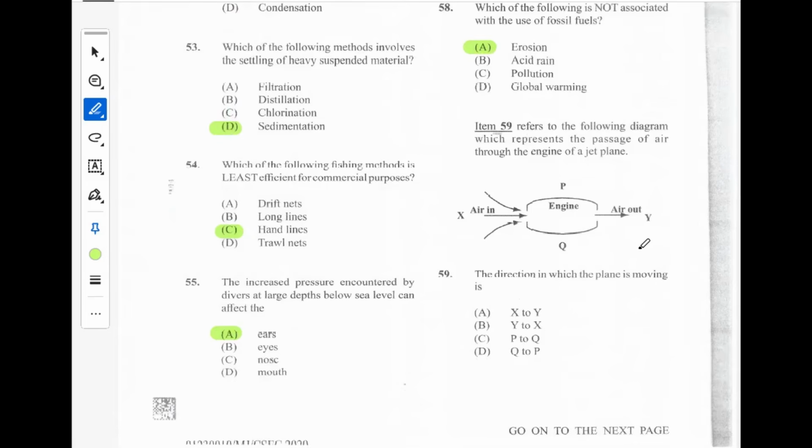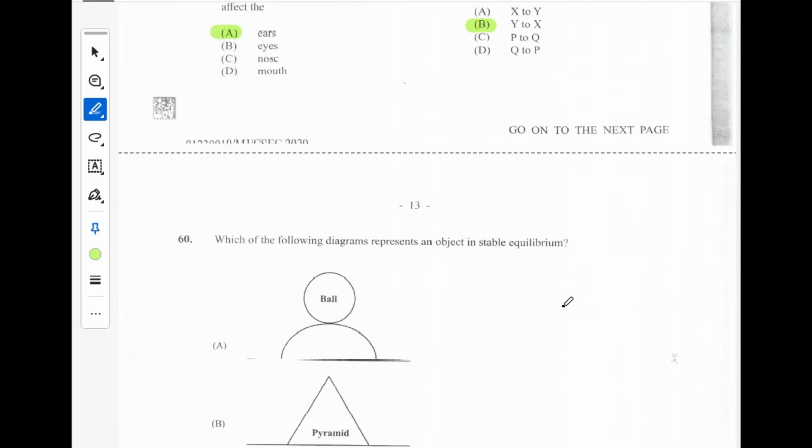Item 59 refers to the following diagram, which represents the passage of air through the engine of a jet plane. We see that the air is going in and it's coming out. So the in is the front of the airplane, the out is the back of the airplane. The direction in which the plane is moving is, well, if the in is the front, it means it's moving from the back to the front. So it's Y to X. 59 is B. And final question for this 2020 paper 1.